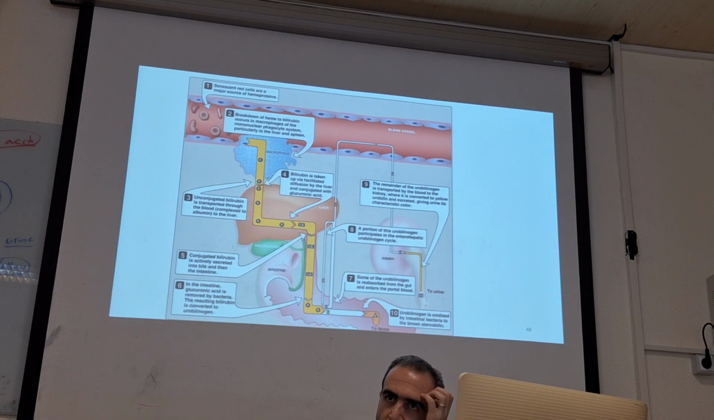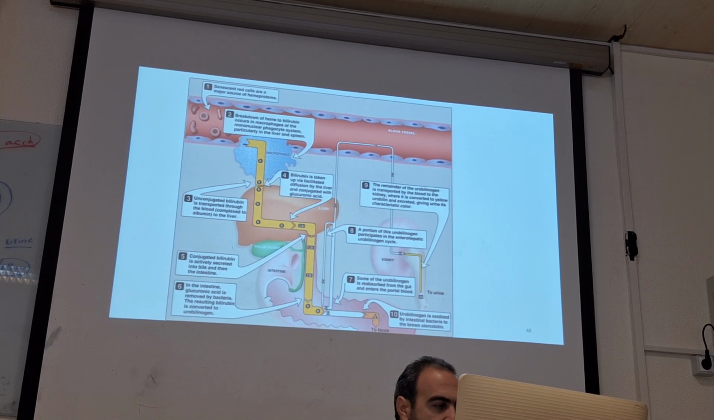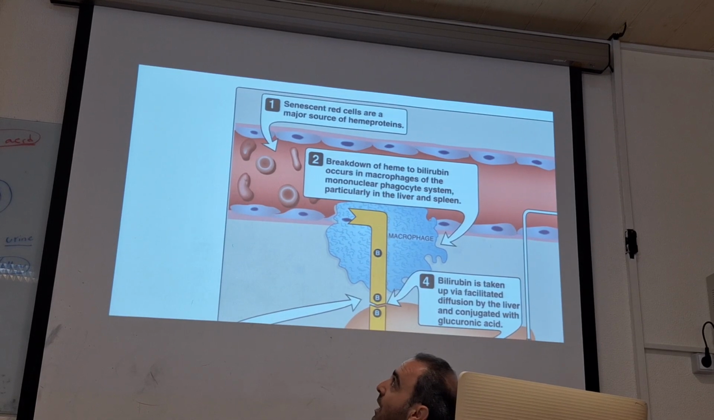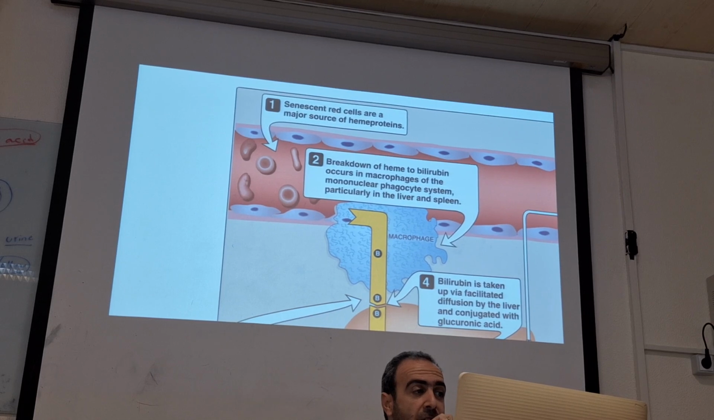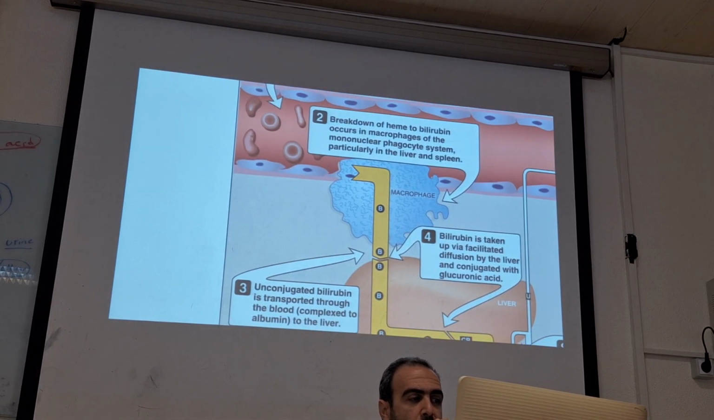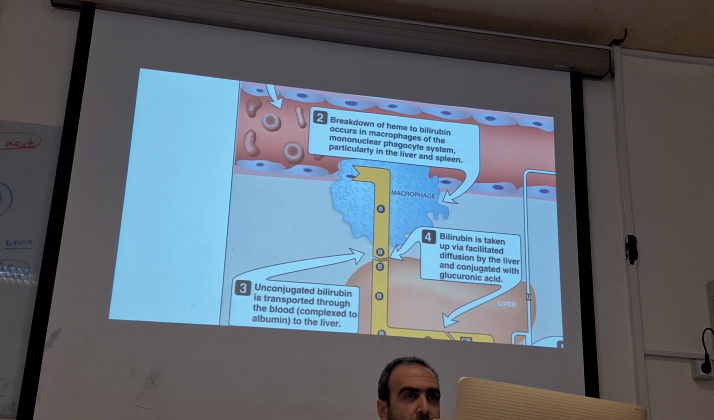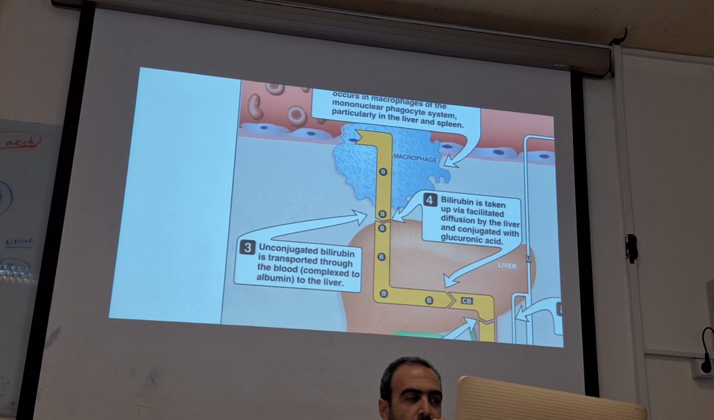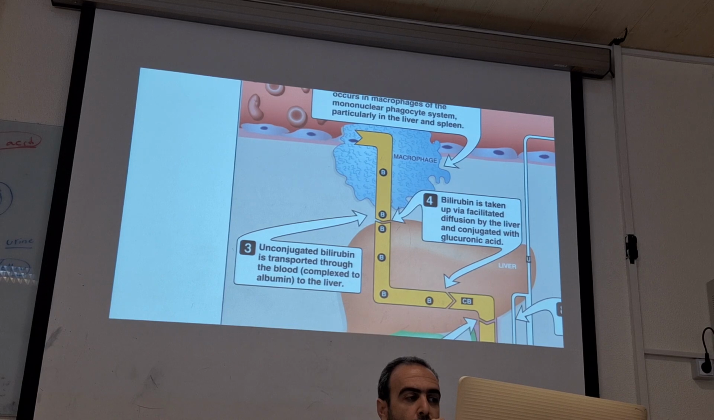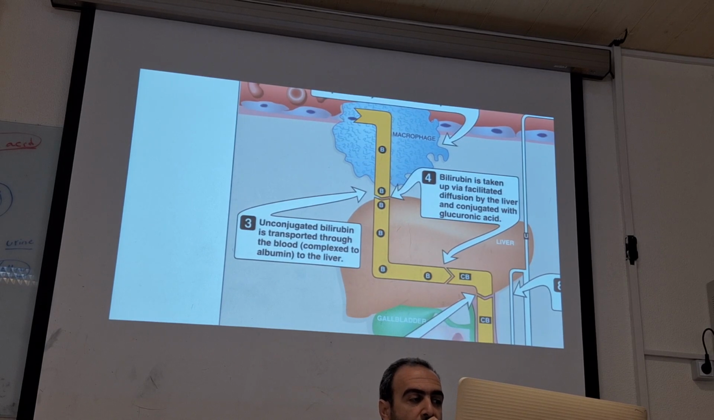Please pay attention to this picture from the beginning to the end. I will explain, and you can understand the whole pattern. First of all, the senescent red cells are trapped by the spleen, by macrophages in the spleen. Then heme is converted to biliverdin and bilirubin. So bilirubin is transported to the liver.